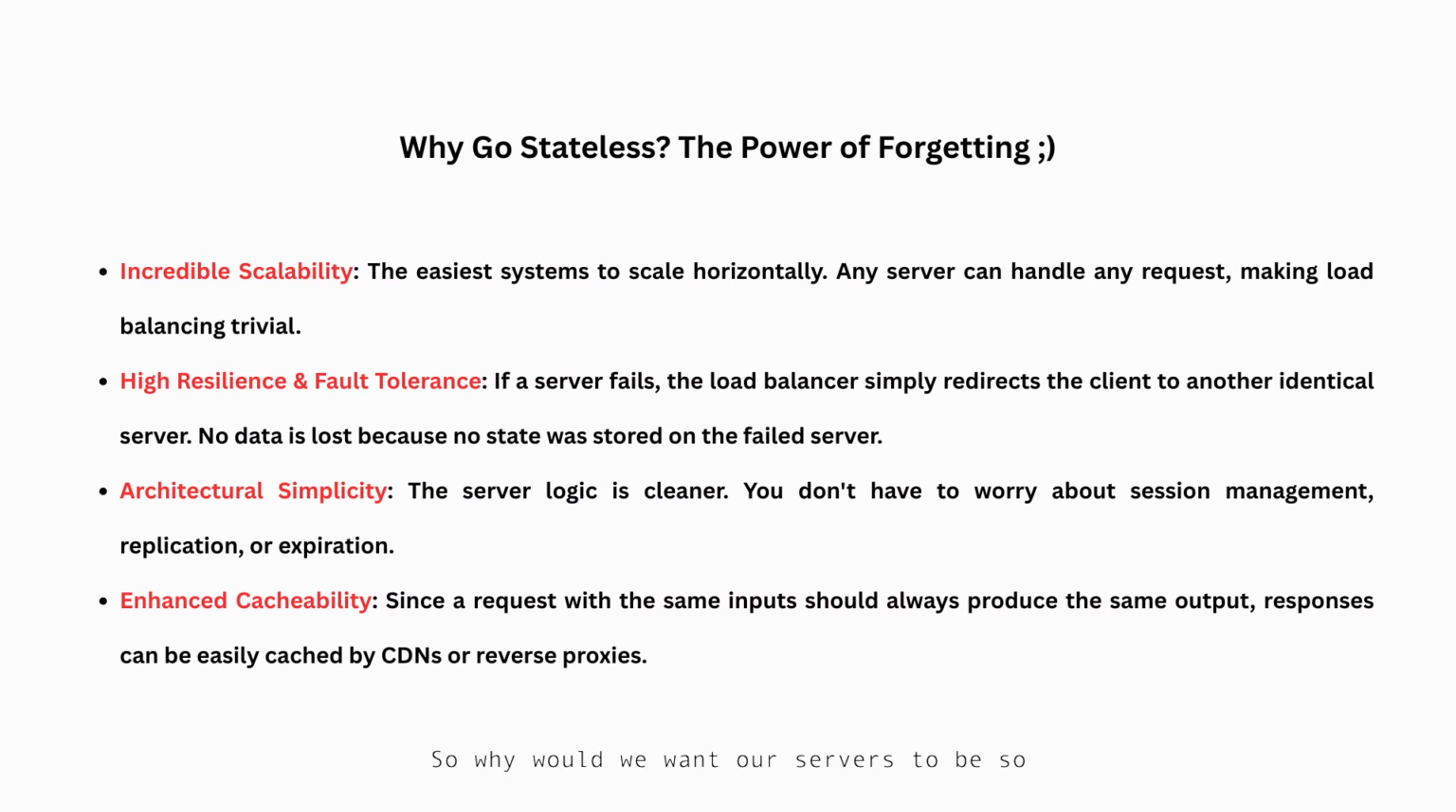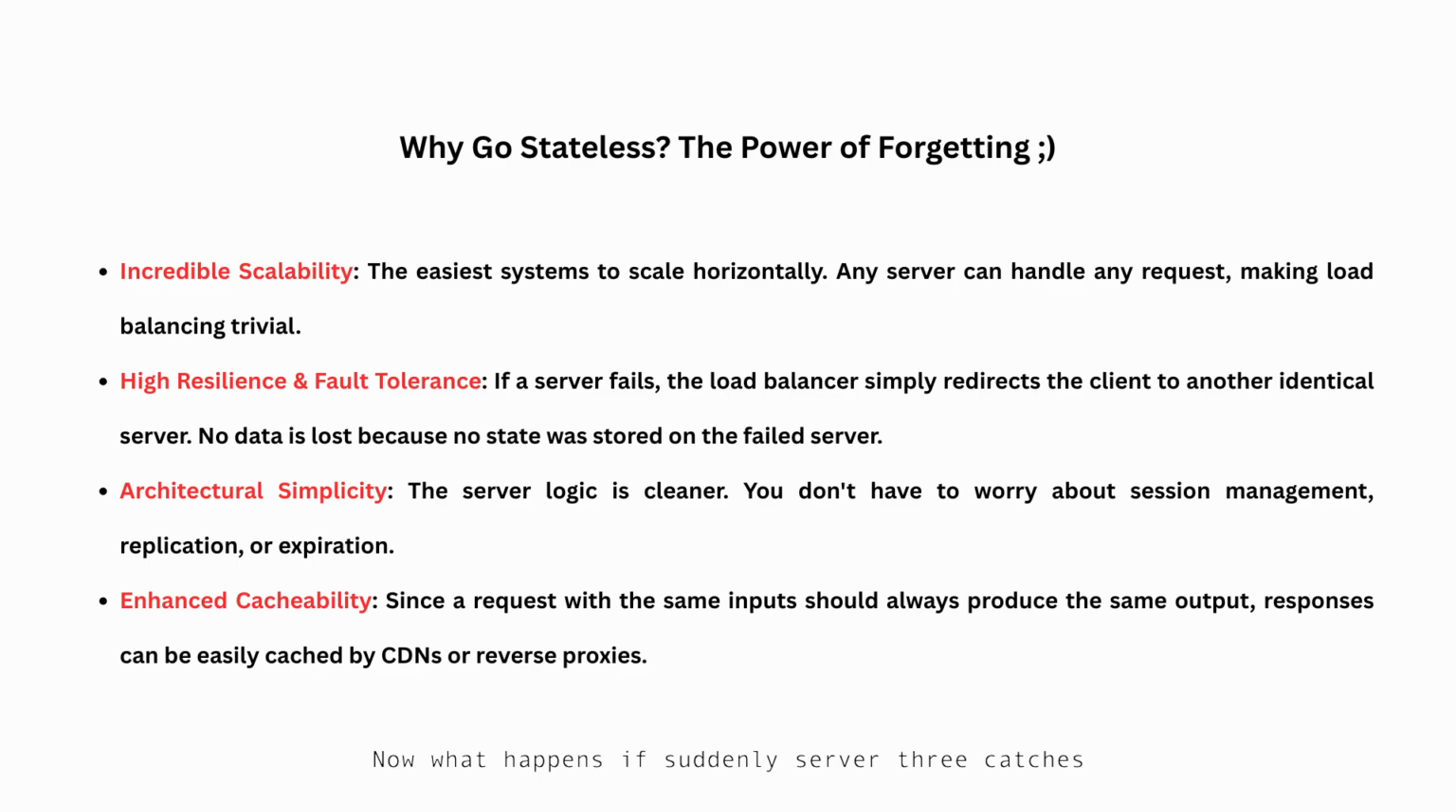So, why would we want our servers to be so forgetful? Well, this amnesia is actually a superpower when it comes to scalability and resilience, because no server holds any unique user data. Every server in your fleet is a perfect clone. This is a load balancer's dream. It can send your request to server 1, your next request to server 4, and after that to server 2, and it doesn't matter because each server has everything it needs from the request itself. This makes horizontal scaling, just adding more servers, incredibly simple.